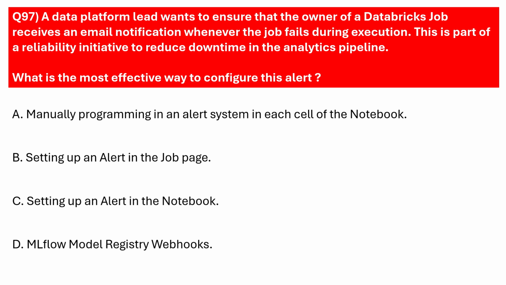Q97. A data platform lead wants to ensure the owner of a Databricks job receives an email notification whenever the job fails during execution. This is part of a reliability initiative to reduce downtime in the analytics pipeline. What is the most effective way to configure this alert? A. Manually programming an alert system in each cell of the notebook. B. Setting up an alert in the job page. C. Setting up an alert in the notebook. D. MLflow model registry webhooks.